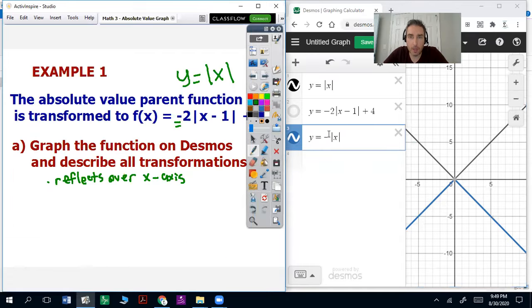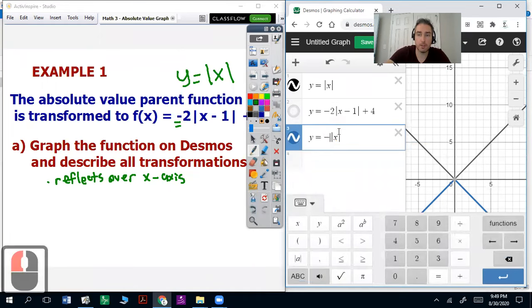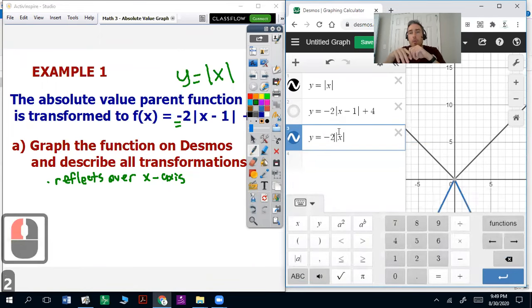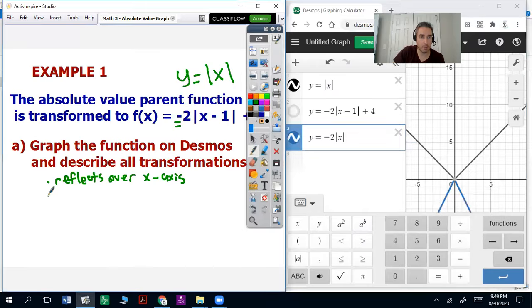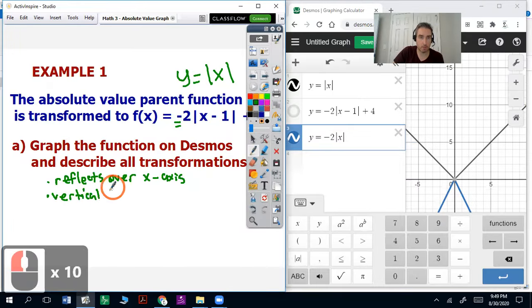So now what happens when I throw a 2 in there? Remember that 2, that's going to make it narrower, that's going to stretch it. So it's a vertical stretch by a factor of 2. You don't have to write -2 because we've already accounted for that in the reflection. So it's a vertical stretch by a factor of 2. And you can get lazy and just write vertical stretch and probably be okay with that.